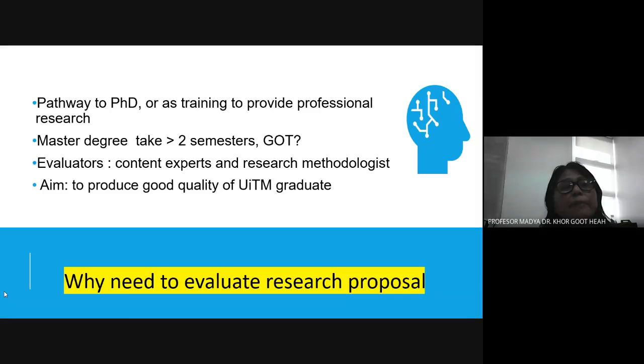Panelists usually will be given plenty of time to evaluate the master proposal, at least 2 weeks in advance. So the duty of the panel is to help improve the quality of the proposal. This is to make sure that the proposal can at least contribute new knowledge at a master level degree. Also to make sure that the quality of the UiTM graduates produced by our university is up to the university standards. This is why the assessors play a very important role in evaluating the proposal for master by research before the students are allowed to embark on their research activity.